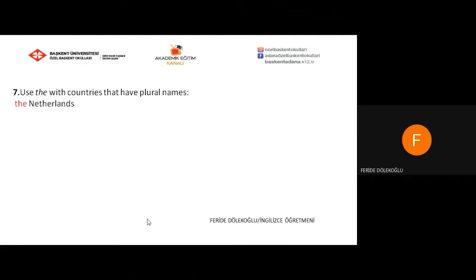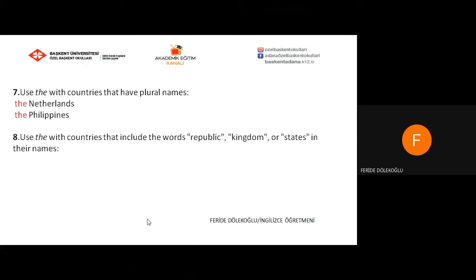Use the with countries that have plural names. The Netherlands, the Philippines. Use the with countries that include the words republic, kingdom, or states in their names. For example, the United States of America. As you see, it includes the word states. The Republic of Ireland, and this country, this word includes the word republic.